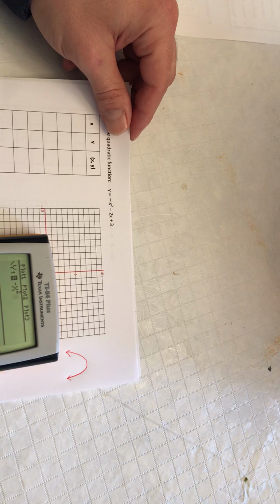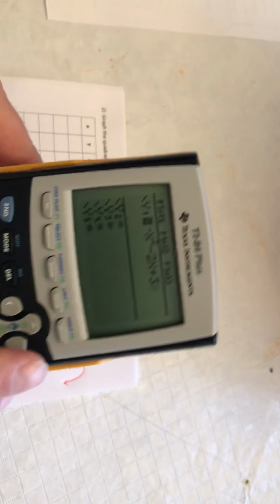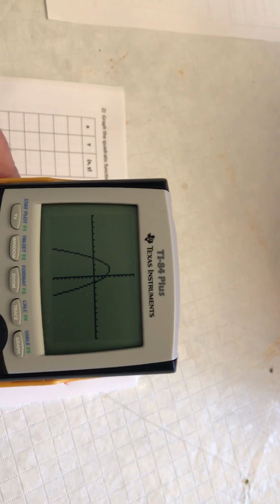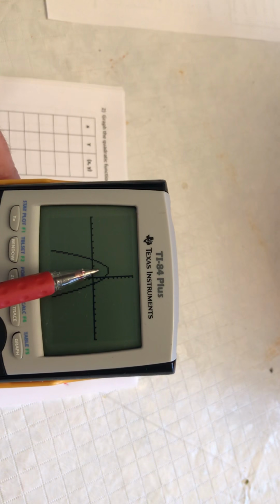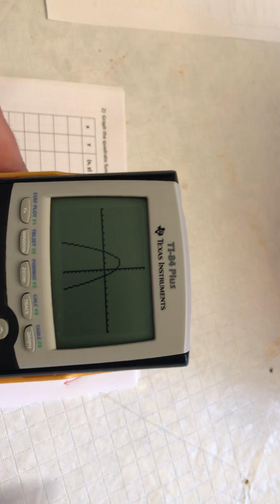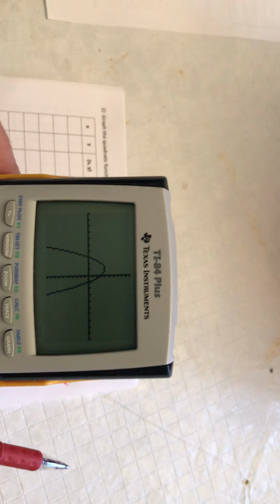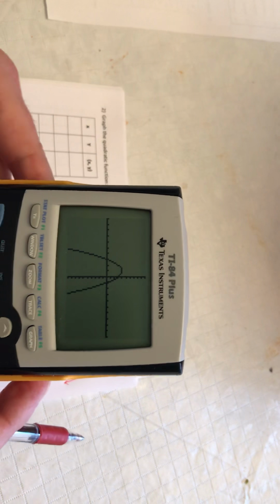All right, so we're going to put in this function, negative x squared minus 2x plus 3. I'm going to graph it first to see what it looks like. Our turning point is slightly to the left of 0. So we're going to have some negative values, some positive values, but there's going to be more negatives than positives.